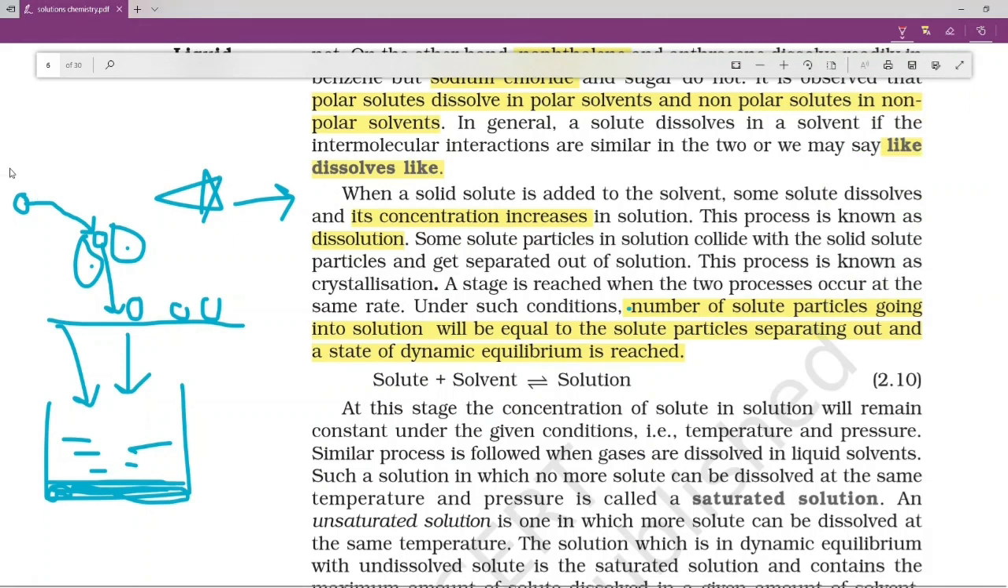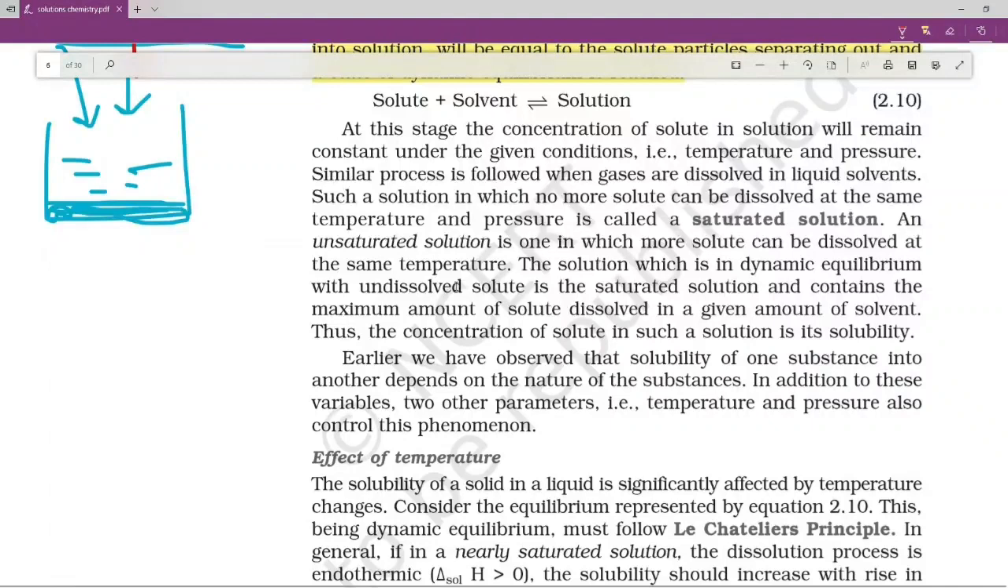This is the solute particle which is going inside, and this is the solute particle which is coming outside. So if the rate of going is equal to the rate of incoming, in that condition obviously some part of the solute will remain undissolved in the solution. It further says that at this stage the concentration of a solute in solution will remain constant under given conditions. I have already discussed the effect of temperature.